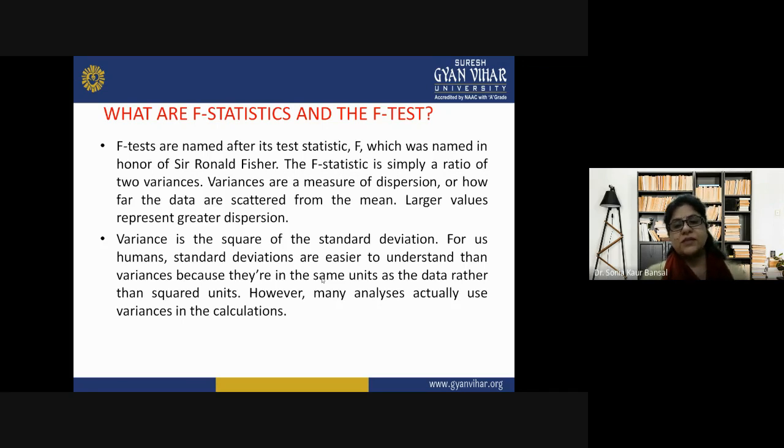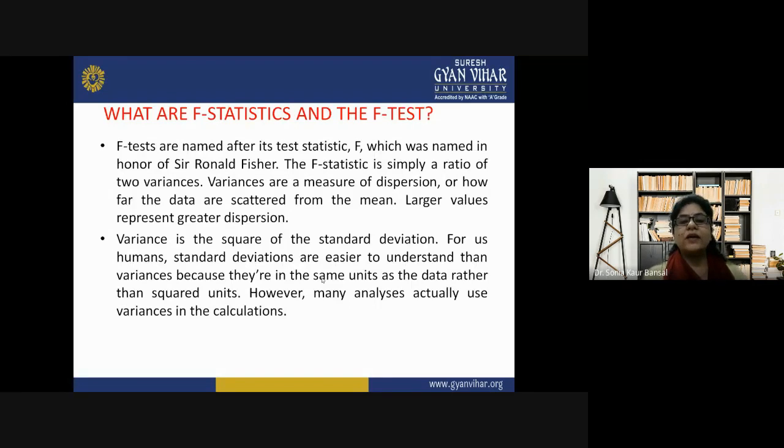The F statistic is simply a ratio of two variances. Variances are a measure of dispersion, or how far the data are scattered from the mean. Larger values represent greater dispersion. Understand, students, that the mean value simply tells us the average, or where the data is, but variance measures the dispersion of data, how it is scattered around the mean. So larger values represent greater dispersion.